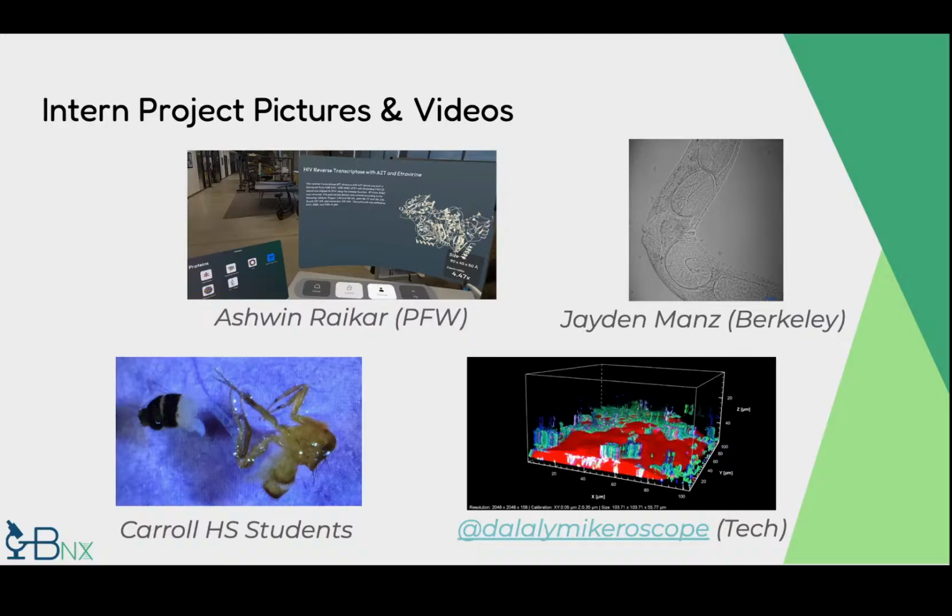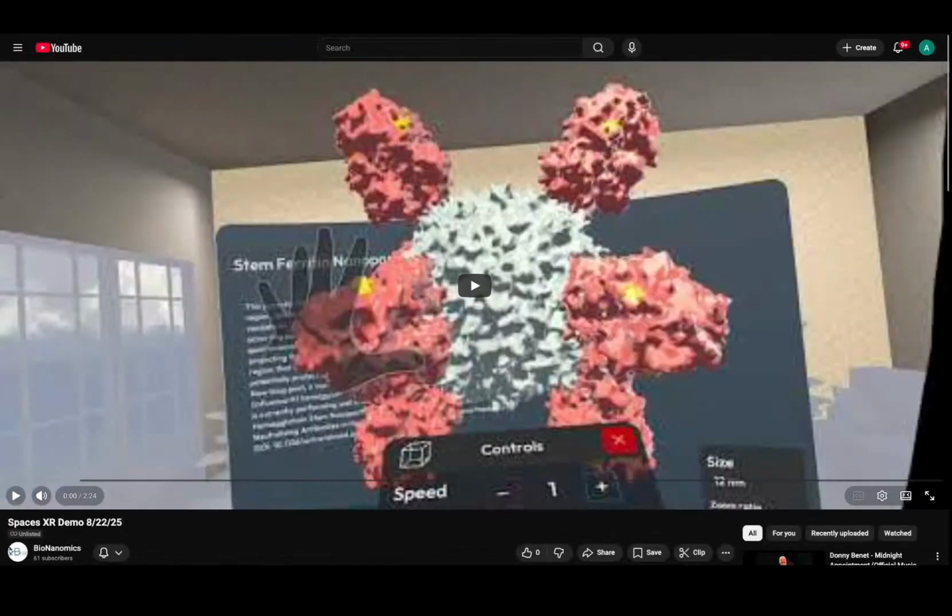So we also have interns. We are quite a new organization, so we don't have many interns, but these are some of the works they've done so far. We do biology stuff and computer science stuff. Ashwin Riker is a PFW grad. He's in his master's program, and he is doing an AR simulation.